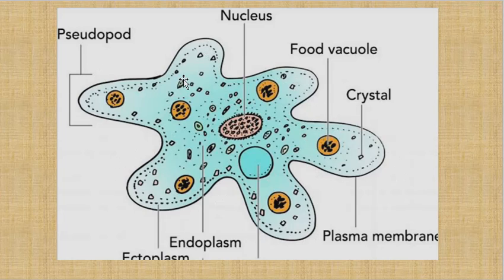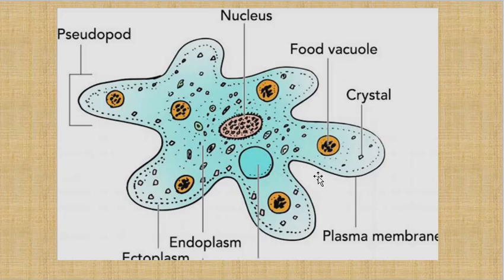It is irregular in shape. Mostly it is unicellular. That means it has only one nucleus and only one cell. This is the endoplasm. Whatever is inside is endoplasm. Whatever is near the membrane is the ectoplasm. Both together are called the cytoplasm, or the liquid in the cell. Cytoplasm means liquid in the cell. These are various crystals. This is the food vacuole.